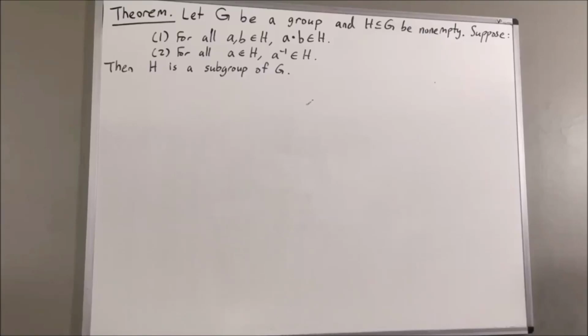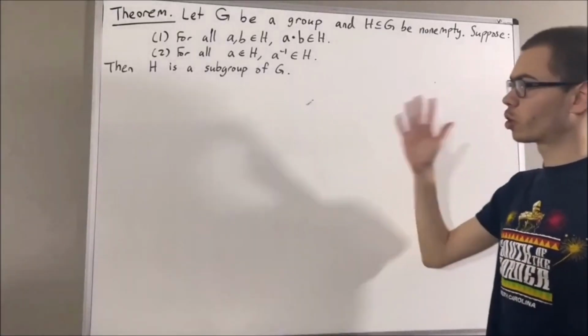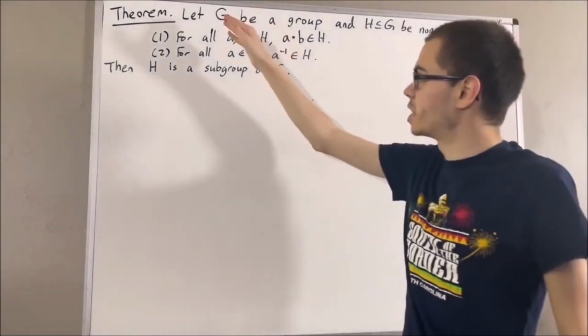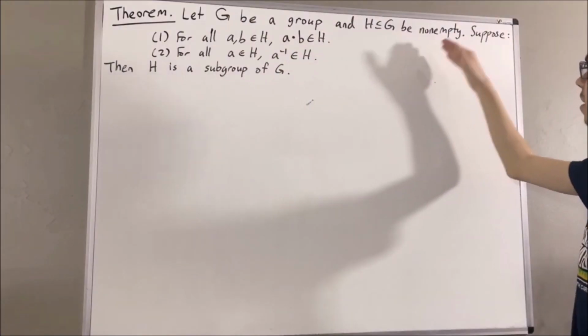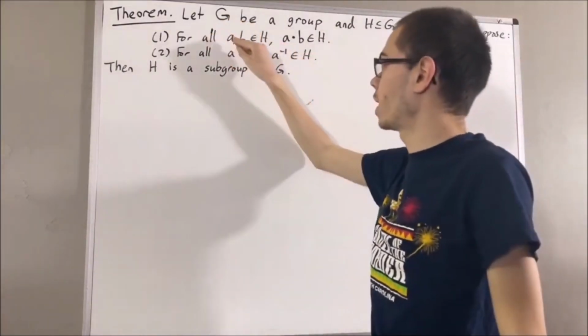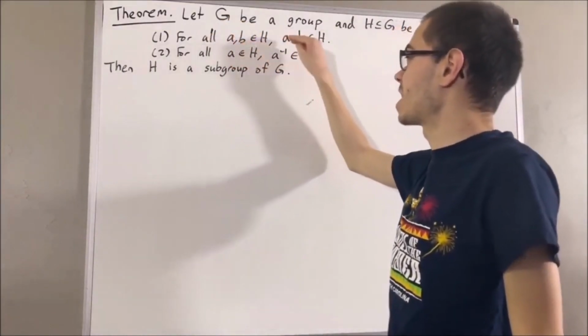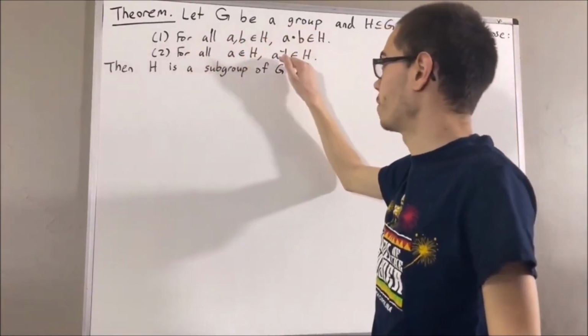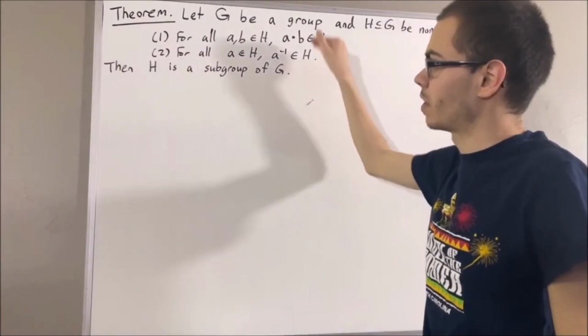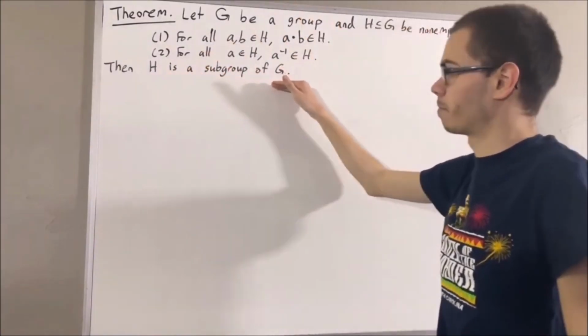Hello. In this video, we are going to prove the following theorem. Let G be a group and H be a non-empty subset of G. Suppose for all A and B in H, A times B is in H, and for all A in H, the inverse of A is in H. Then H is a subgroup of G.